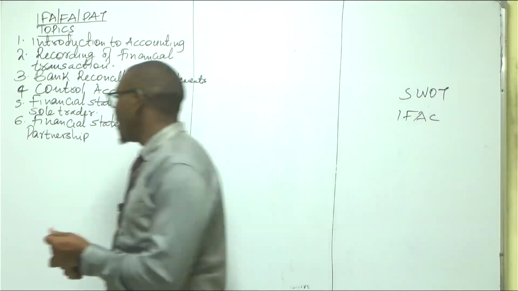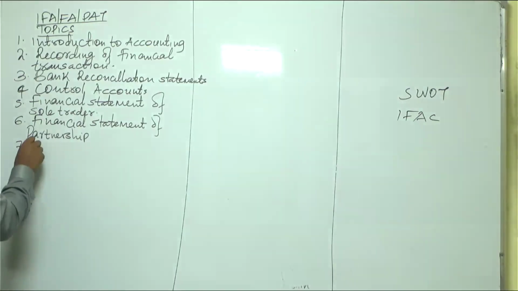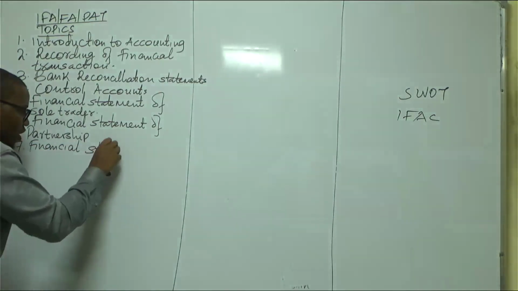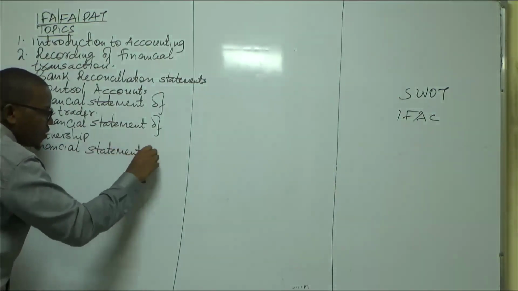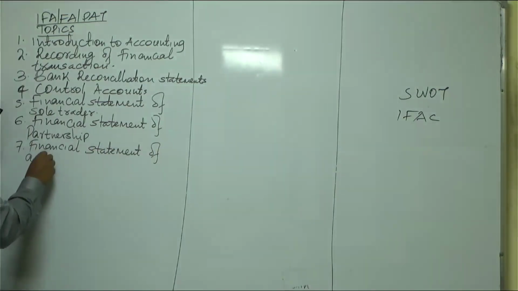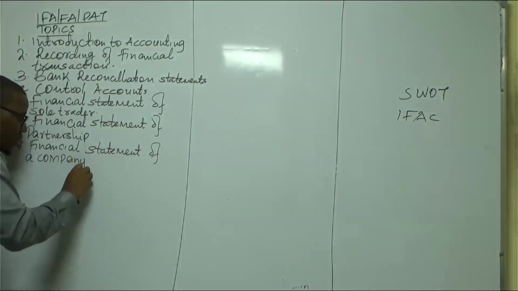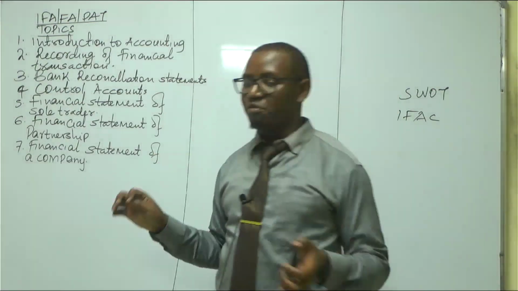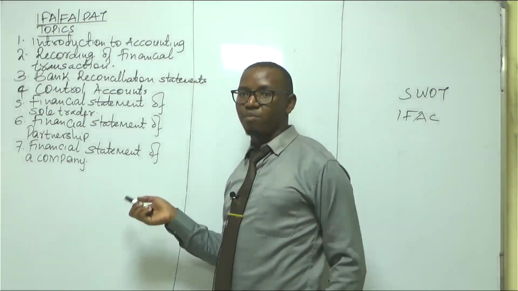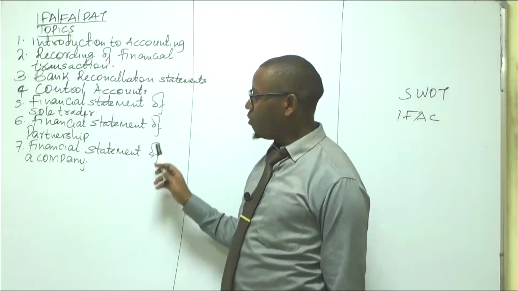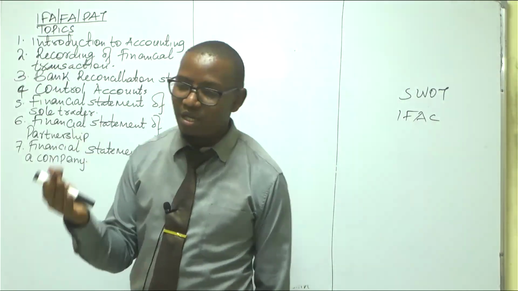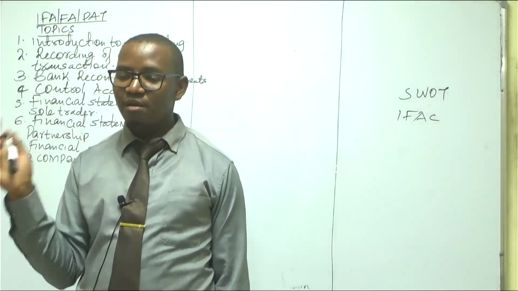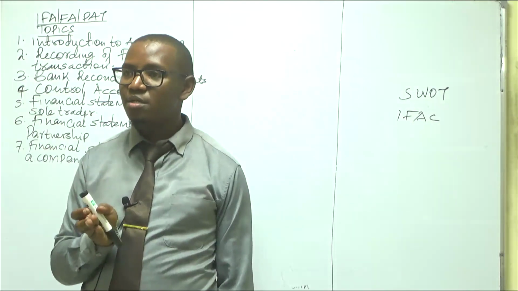Sawa. Then number 7, we'll also talk about the financial statements of a company. Now, financial statements of a company here. A company is a voluntary association of individuals who come together with the name of making profit. Sawa. Here we'll have 2 types of companies. You know, there are private companies and public companies. You know the difference between the private companies and public companies?